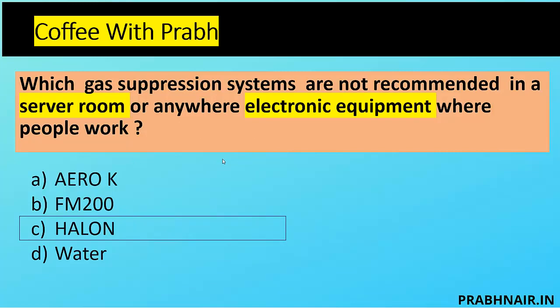Because the question was specifically talking about people work. If you remove the people work, then water is not good for that also. But water is required for survival, we need to keep it. But Halon is a very dangerous gas. A lot of people have died because of this Halon and all that. That's why Halon is injurious. Opposite of that, remember from the exam point of view, Aero-K and FM200. Let's move to the next coffee shot.